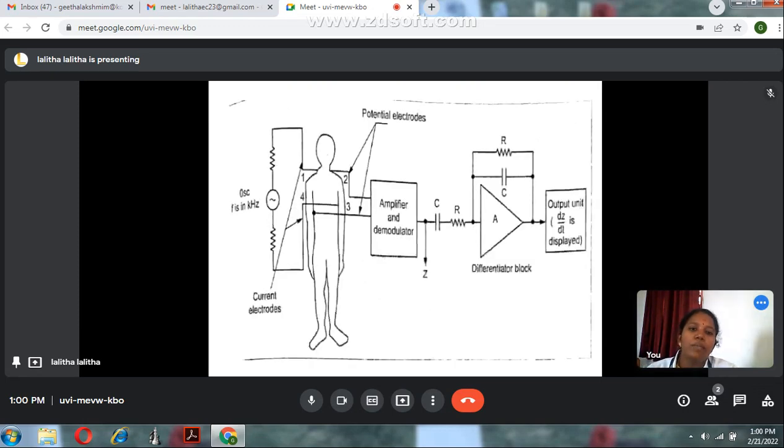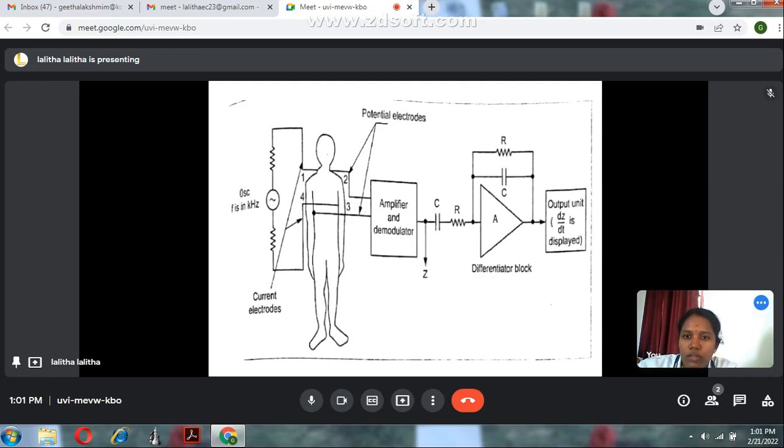This is the block diagram of the impedance change method for cardiac output. Here are the 4 electrodes 1, 2, 3, 4. Electrodes 1 and 4 are the current electrodes, and 2 and 3 are the potential electrodes, used for determining the volume of the thorax.